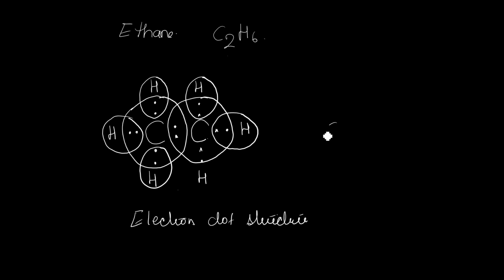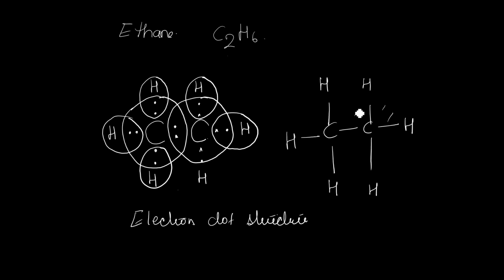Its structural formula is C with six hydrogens. So all are single covalent bonds, and each bond contains 2 electrons, 1 electron of carbon and another of hydrogen. Here, 1 electron of carbon and another of carbon. If you are not able to draw this structure, first draw the structural formula, and according to this you can draw the electron dot structure of the ethane molecule.